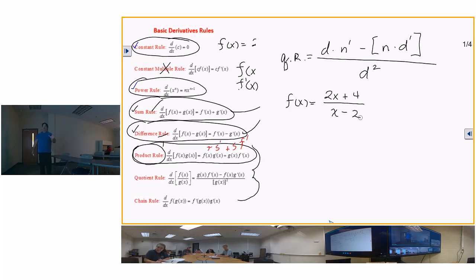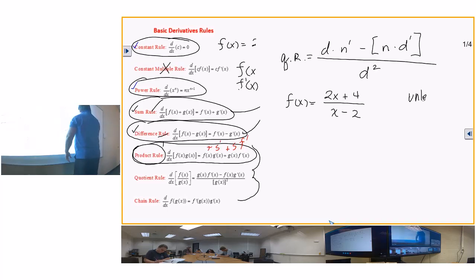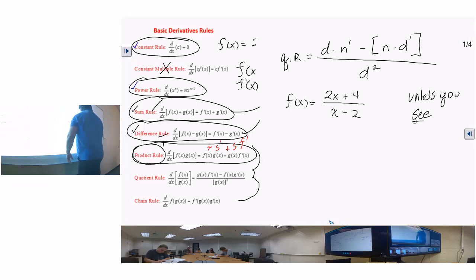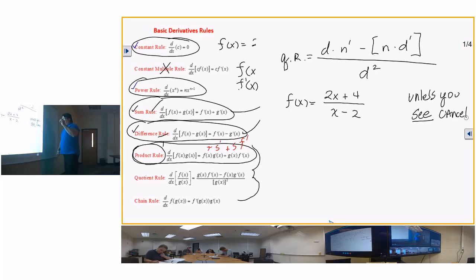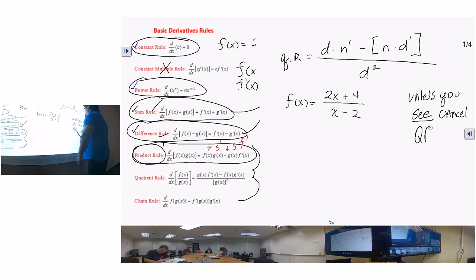And so I wouldn't suggest, when you're doing the quotient rule, unless you see something that cancels, I would go ahead and do the quotient rule. Okay, let me write that down because somebody's going to say, unless you see, I'm just going to put cancel, okay? If you see something that cancels, then you might want to use algebra first. But if you don't see anything to cancel, you need to use the quotient rule.